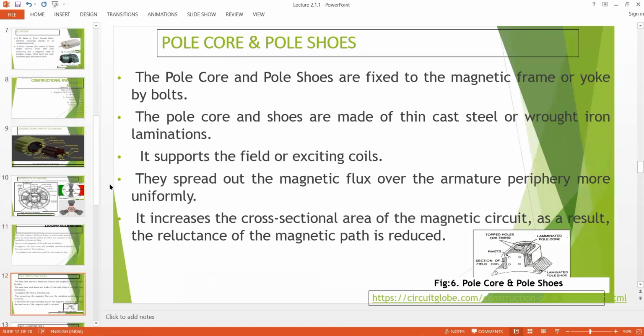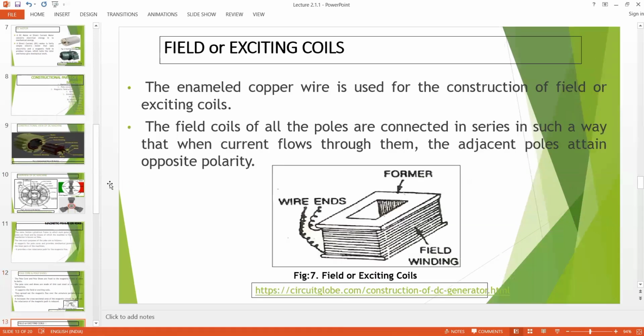And I'm talking about pole core and pole shoes. You can see they're basically fixed to the magnetic frame, okay, through bolts. Why so? Because if you remember in the previous video when I was discussing AC and DC circuits, I was discussing the transformer. In that transformer, we discussed that we are using not a continuous path. Why so? Because we have to reduce eddy current losses. So these pole cores and pole shoes are made up of cast steel or wrought iron. Again, the objective is to support the exciting coils and to increase the cross-sectional area of the magnetic circuit.